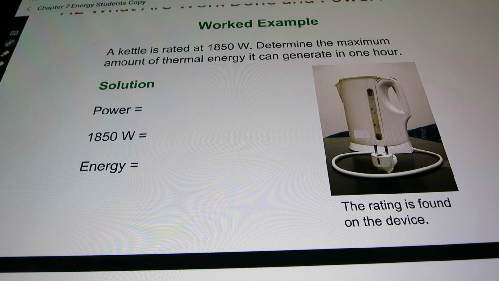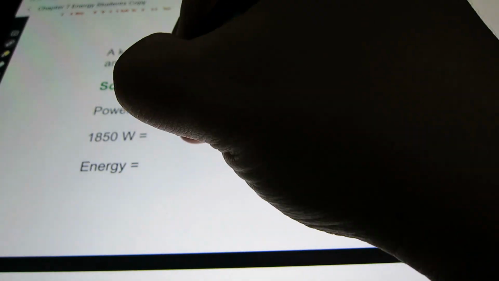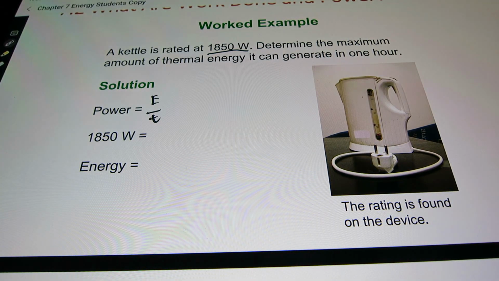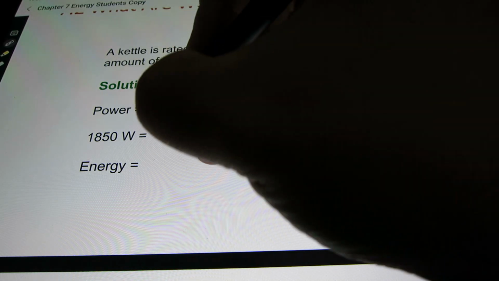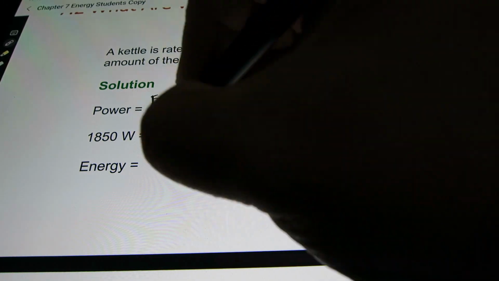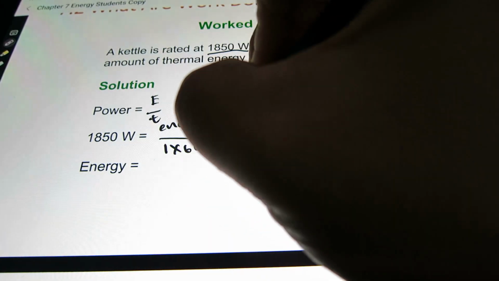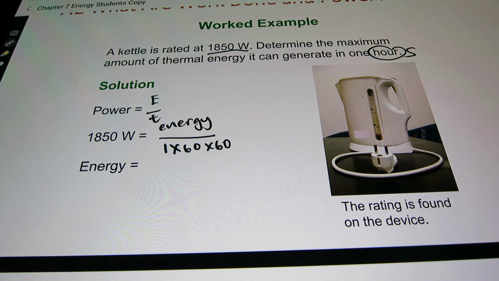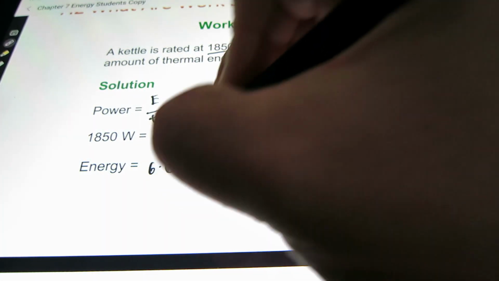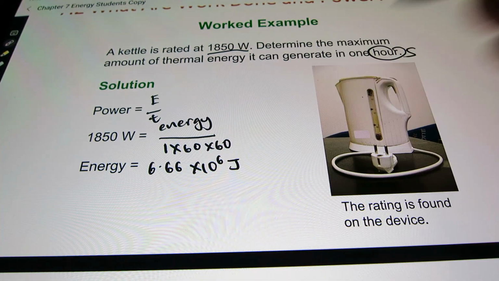Alright, next question. You can pause here and attempt. Get back to here, I'll discuss the answer. Alright, a kettle is rated at 1850 watts. They ask you to determine the maximum amount of thermal energy it can generate in 1 hour. So again, power is just energy or work over time. The power is 1850 watts. The energy is what I want to calculate. The time is 1 hour. Remember, must change this to seconds. 1 times 60 times 60. So do your algebraic manipulation. You get the energy as 6.66 times 10 to the power 6 joules.